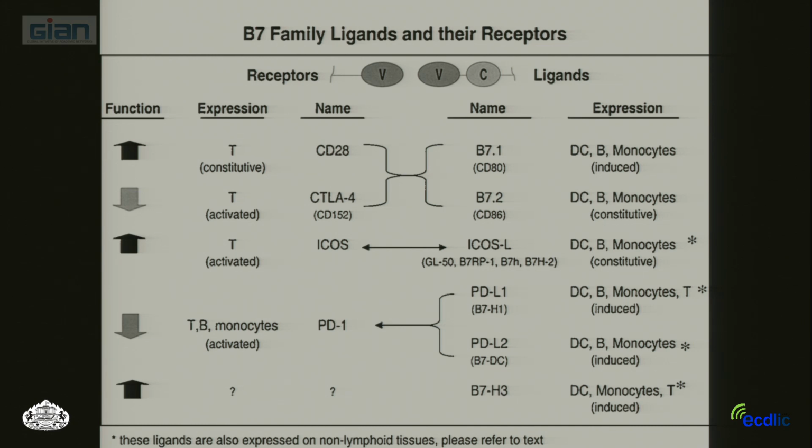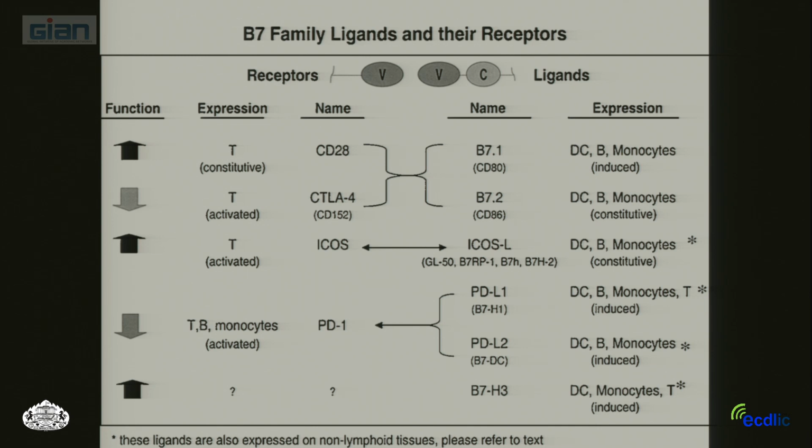There are other B7 family ligands. Here is ICOS ligand, which binds to ICOS, and PDL1 and PDL2, which bind to PD1, and this is a very hot area where there are a lot of antibodies which have been approved for clinical purposes. And there is another one called B7H3, which I still don't know what it binds to, but it is from the same family. In this case, again, you can see that expression of PDL1 or PDL2 on antigen presenting cells is suppressive in nature, and the receptor for PDL1 or PDL2 is PD1, which is present on your T cells, B cells, and activated monocytes.